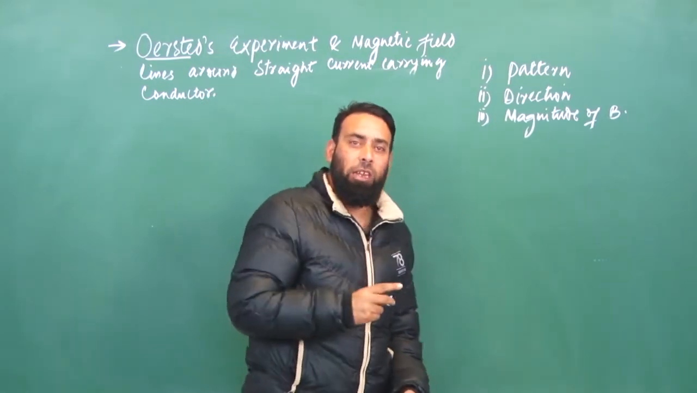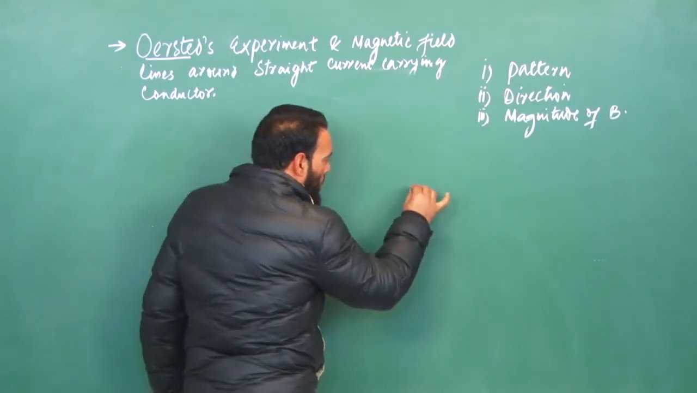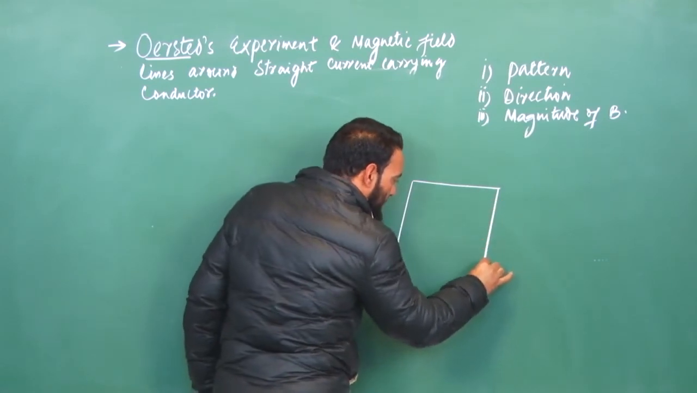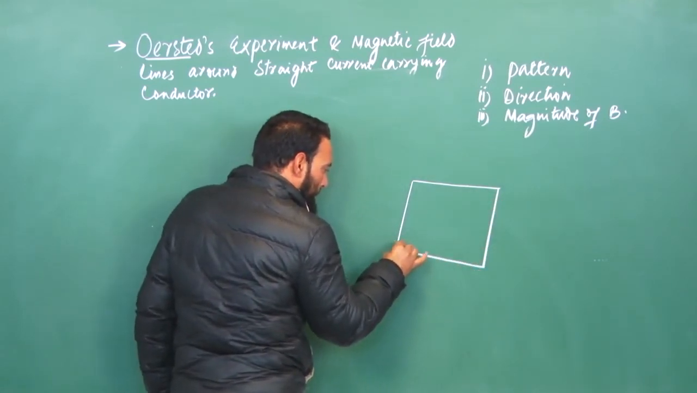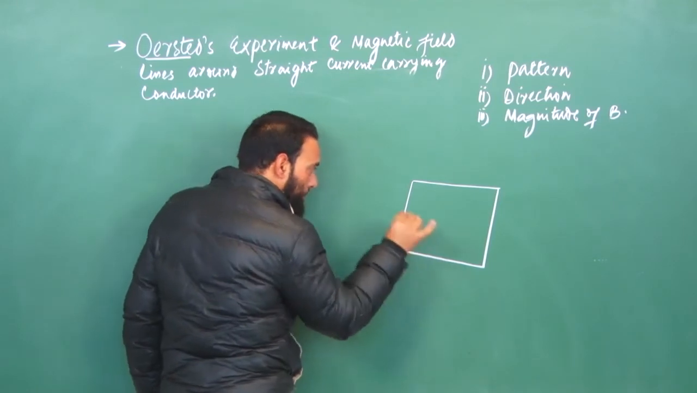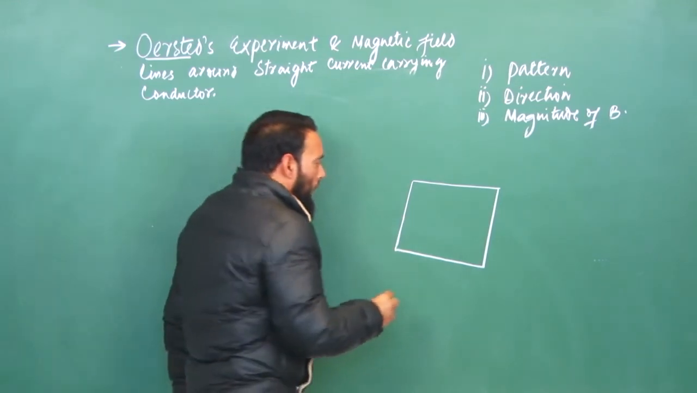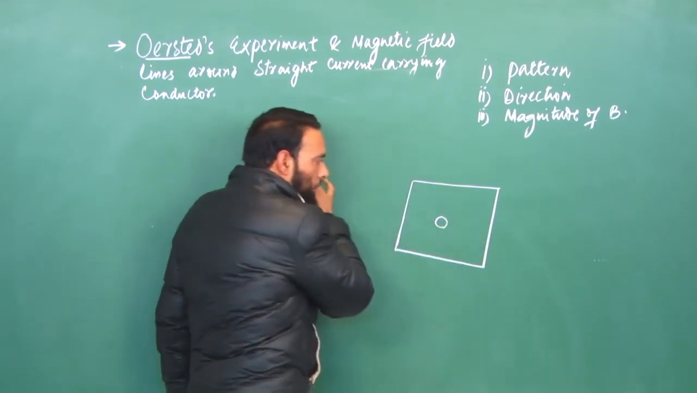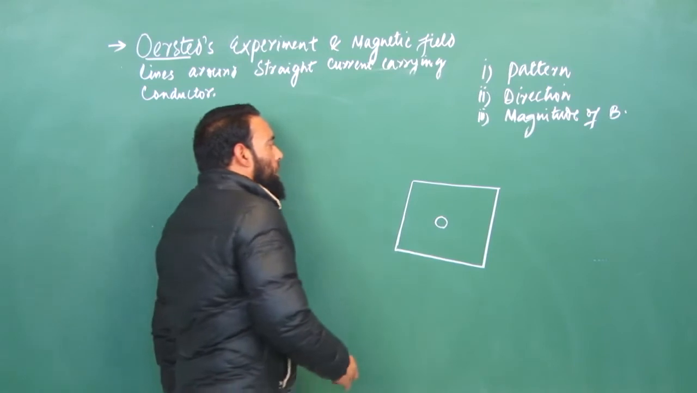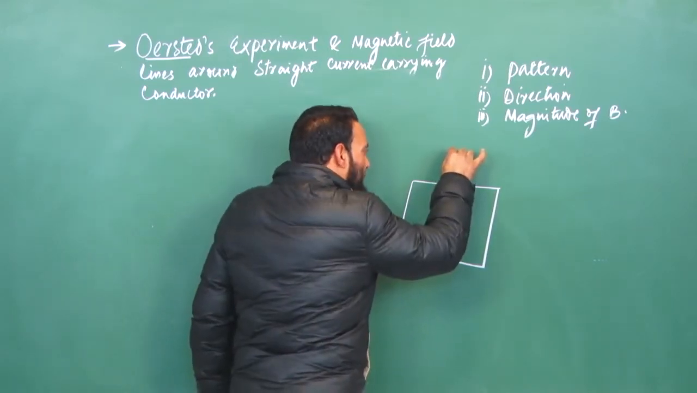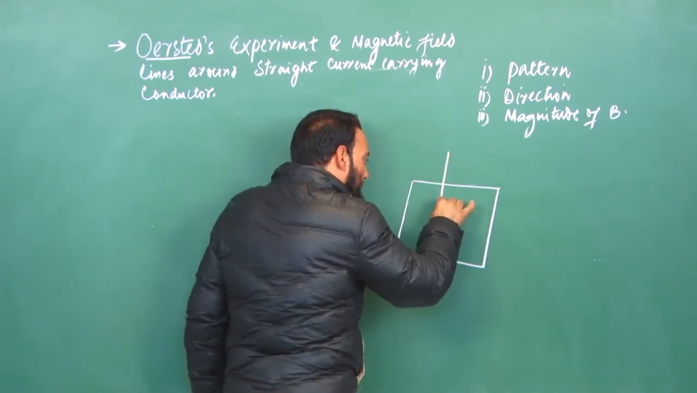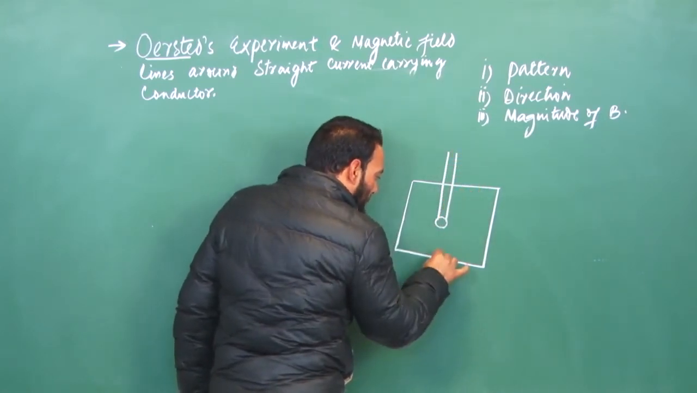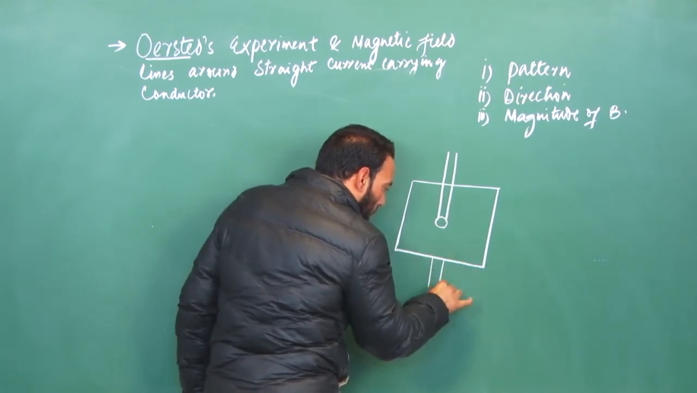Let us take an activity. We take a cardboard, and that cardboard is placed horizontally like this. This is a cardboard, and make a hole at the center of this cardboard, and take any insulated metallic wire and pass this metallic wire through the hole of this cardboard.